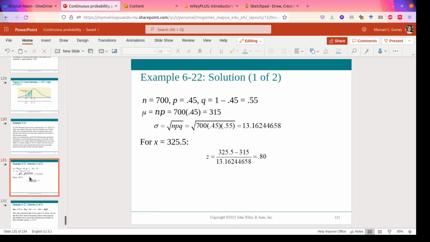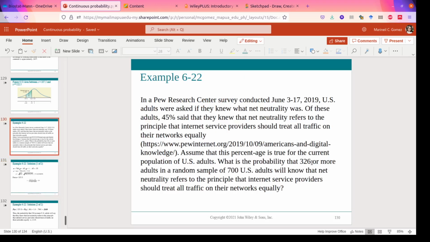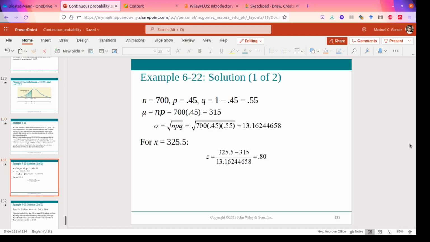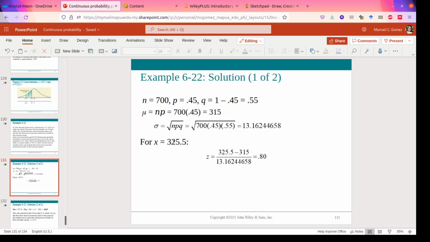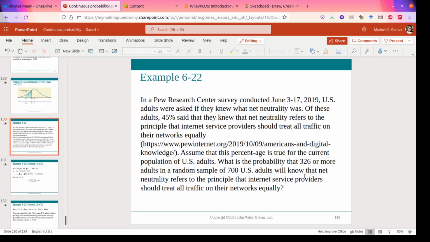Applying this principle again, NP, that's our mu, is 315, which is also greater than 5, so we can apply the normal probability here. So NP is 315, and sigma is 13.12. The thing here is 326 or more, so the probability is z greater than 326. Applying the correction factor, less 0.5, because it's at least 326. So 326 minus 0.5, that's 325.5. That's our x, the correction factor. It should not be 326.5, but rather 325.5, because the question is 326 or more.